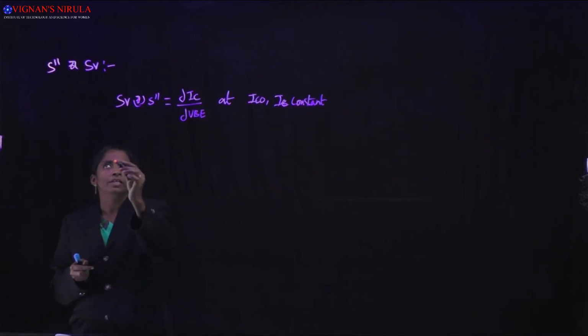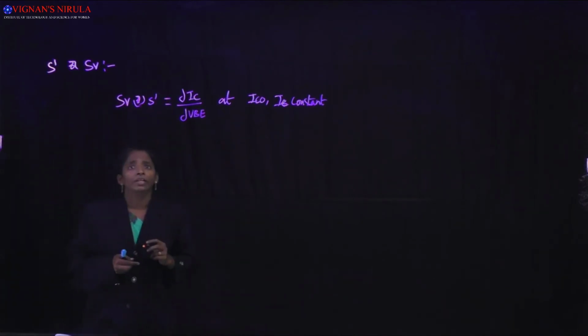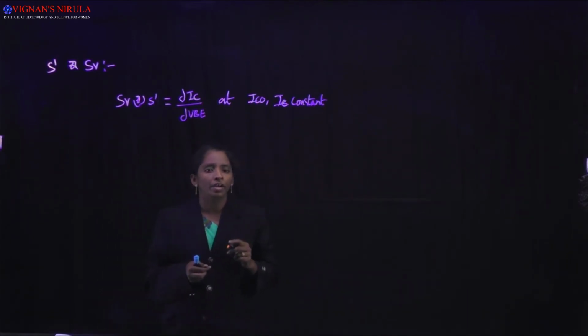And another one is S bar. S bar is the rate of change of collector current to change in collector base current ICO, with the base emitter voltage and input current IB constant.